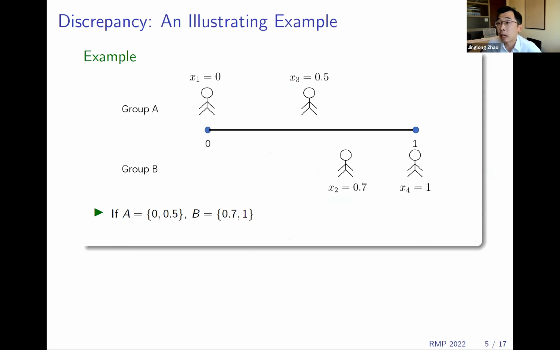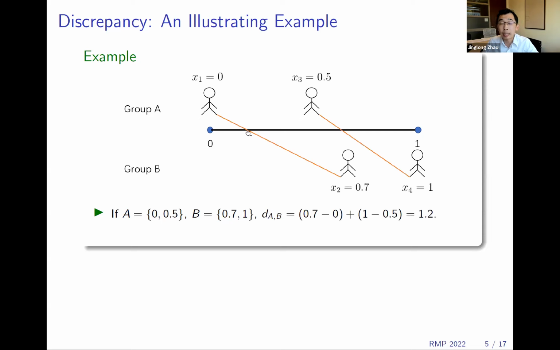So here's an illustrating example in this single dimensional space. Let's suppose that group A has two users, X1 who arrived on the first period and X3 who arrived on the third period. And they have values 0 and 0.5. And let's say that group B has two users whose covariates are 0.7 and 1. Then in this case, what is going to be the discrepancy? We're basically trying to find the two pairs and sum up the weights on these two pairs, which is going to be 1.2.